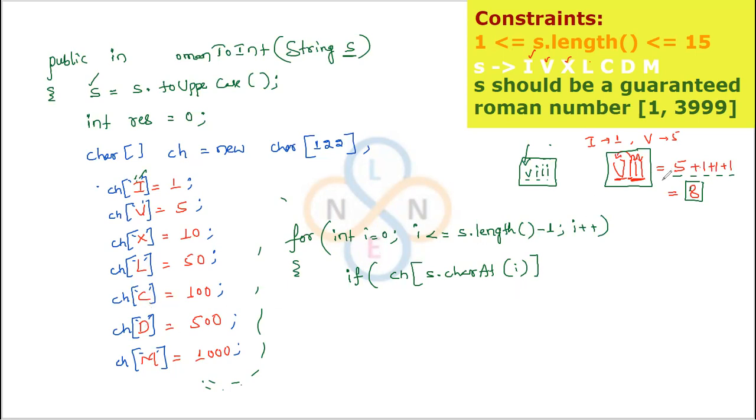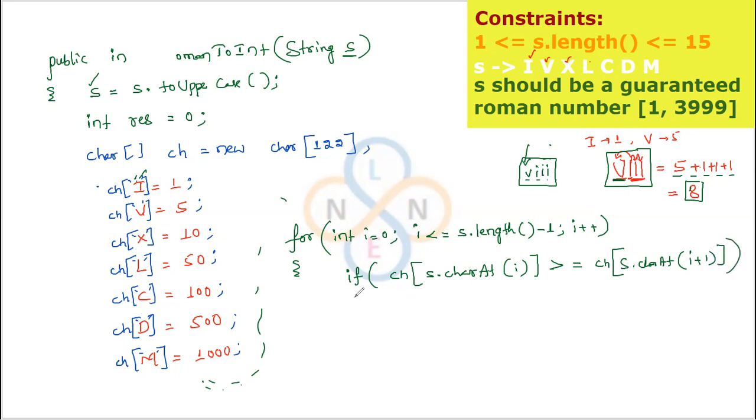Then what's our condition? When are we supposed to add? If the current character's value is greater than or equal to the next character. How do we get the next character? Again, the array of the corresponding character, s.charAt. So this time, is it i again or i plus 1? Yeah, it's i plus 1. So this is the condition.